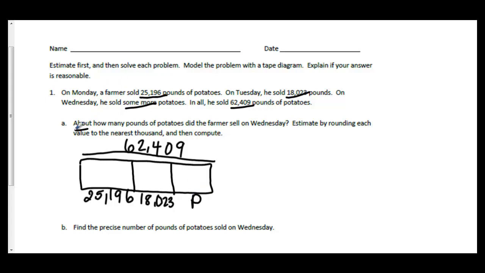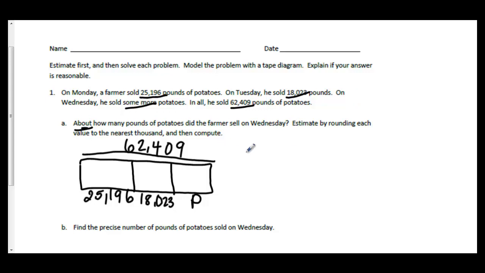Now, the word "about" is a clue to me that I am estimating. And it tells me to estimate each value to the nearest thousand and then compute. So to find out how much he sowed on Wednesday, there are a couple of strategies I could use. I could start with the whole and take away 25,196, and then after I find that answer, I could take away 18,023, and that would leave me with P. Or I could add these two numbers together and subtract once. So it depends on you. I would rather add once and subtract once than subtract twice.